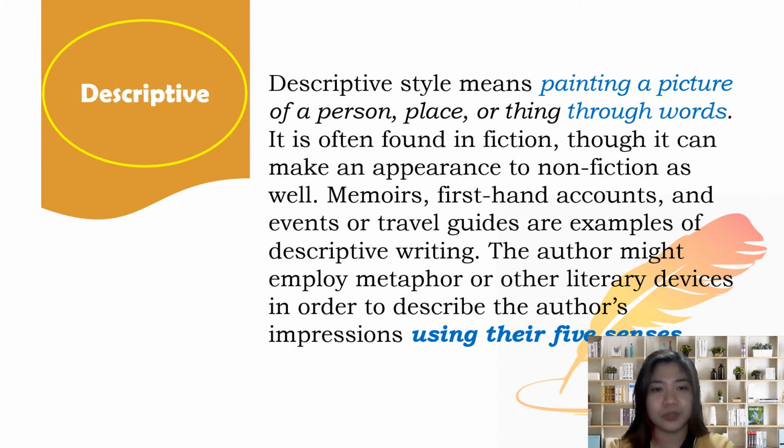Next one is descriptive. Descriptive style means painting a picture of a person, place, or thing through words. It is often found in fiction, though it can make an appearance in nonfiction as well. Memoirs, first-hand accounts, and event or travel guides are examples of descriptive writing. The author might employ metaphor or other literary devices in order to describe the author's impression using their five senses. For example, imagine that you are describing a burger. In your description, I must see what that burger looks like, smells like, or tastes like. Okay?